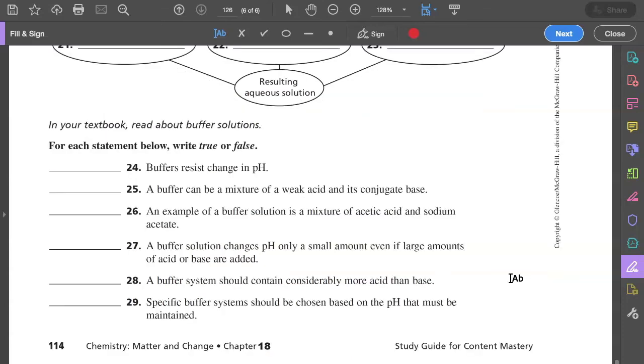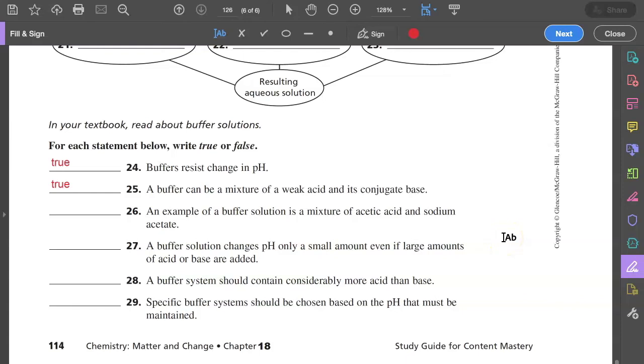Finally, true, false. Buffers resist change in pH. That is true. When we have a weak acid with its conjugate base or a weak base with its conjugate acid, yes, they are designed to resist severe changes in pH. 25. A buffer can be a mixture of a weak acid and its conjugate base. I just said it out loud, didn't I? Yes, that's true. That's exactly right.